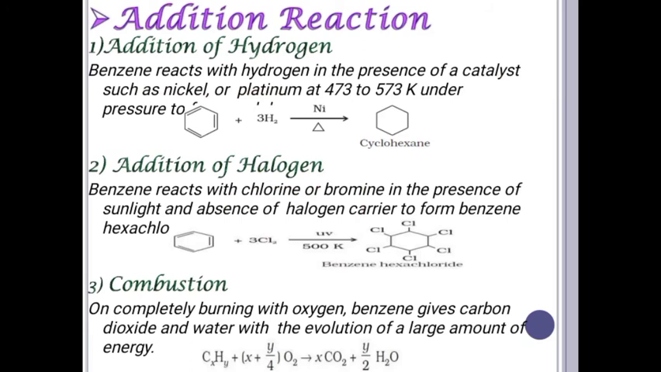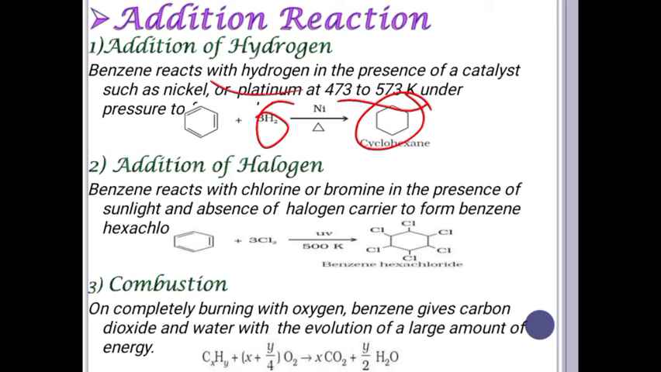Addition reaction. There are several types of addition reaction: addition of hydrogen, addition of halogen, combustion, etc. Addition of hydrogen: benzene reacts with hydrogen in the presence of a catalyst such as nickel, platinum, etc. We require high temperature and pressure. If we add hydrogen, we will get cyclohexane.